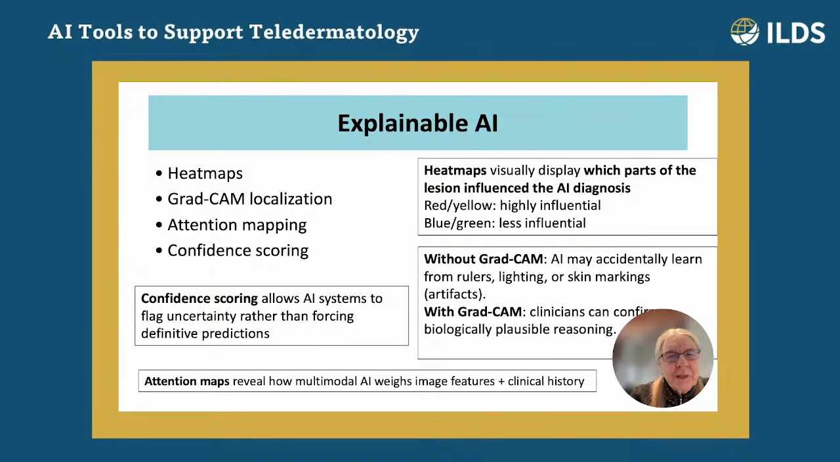So that all sounds like black box AI. We'd like to be able to understand how AI works, and some attempts to do that have been termed explainable AI. So heat maps visually display which parts of the lesion influence the AI diagnosis and give it a colour according to whether it's influential or not. Confidence scoring flags uncertainty and makes us understand that the diagnosis could be wrong. And attention maps reveal how multimodal AI weighs both the image and the clinical history to come up with the correct answer, or at least what the AI thinks is correct.